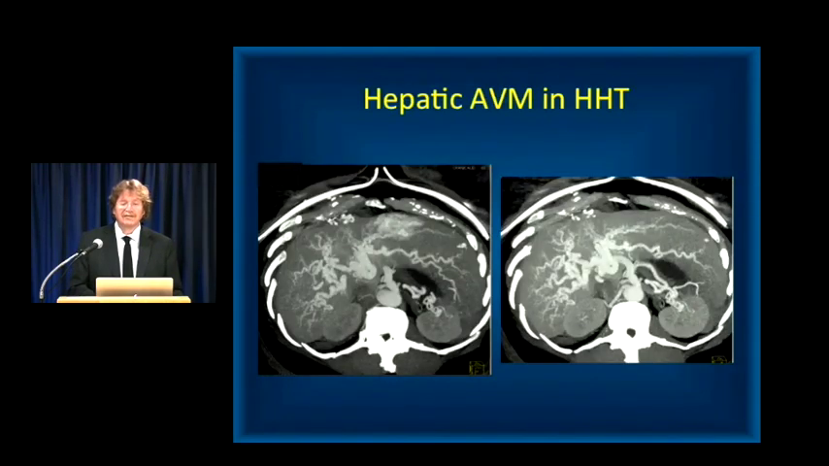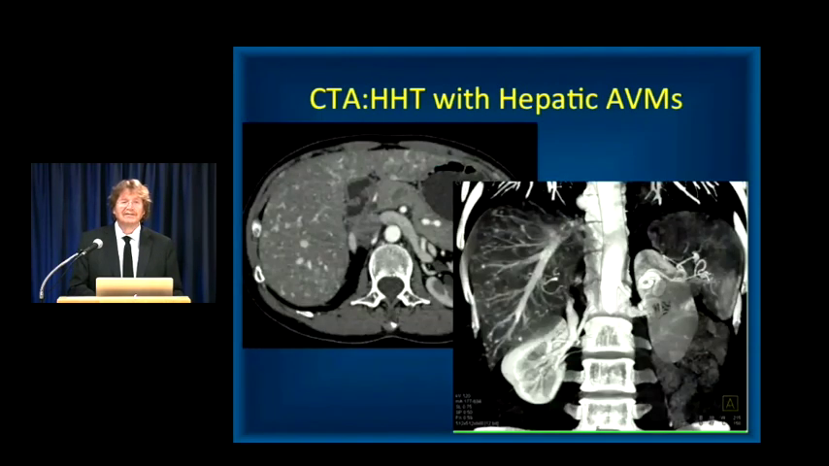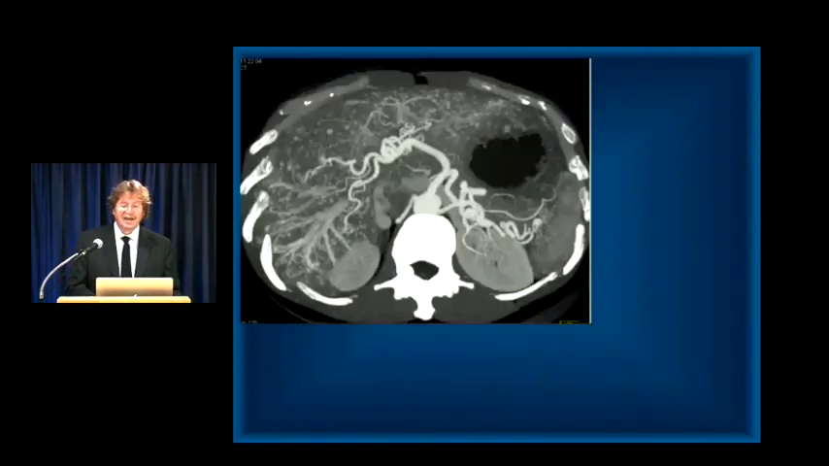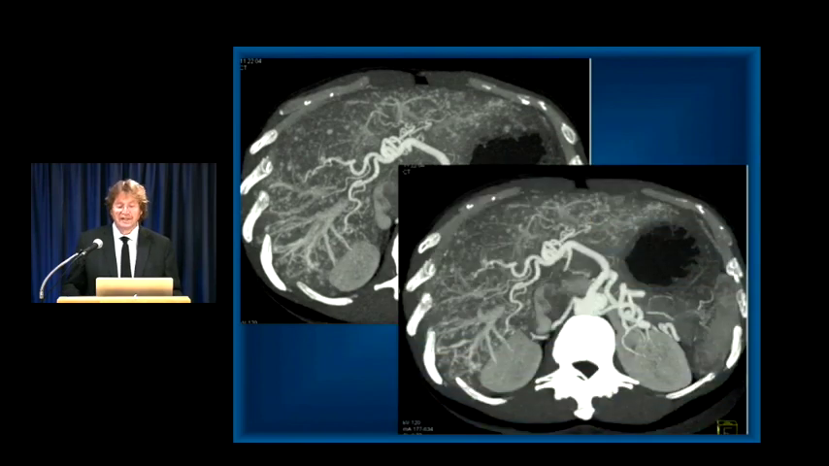Okay, just another set of images. And here's a different patient with multiple smaller AV malformations. Again, as I mentioned, if you go to venous phase imaging, you're never going to see these lesions. So arterial phase imaging is indeed critical.